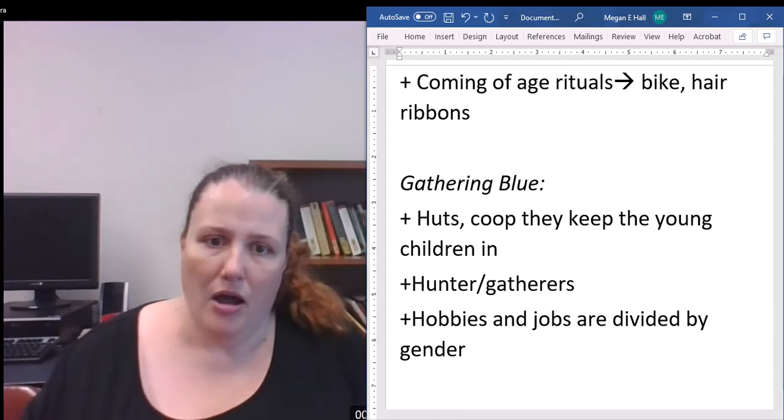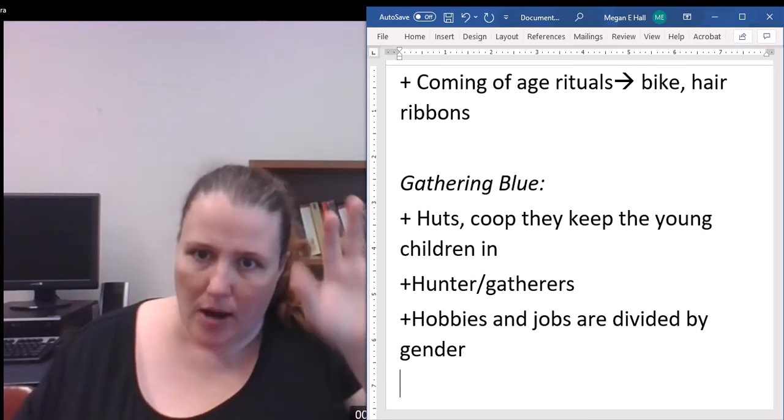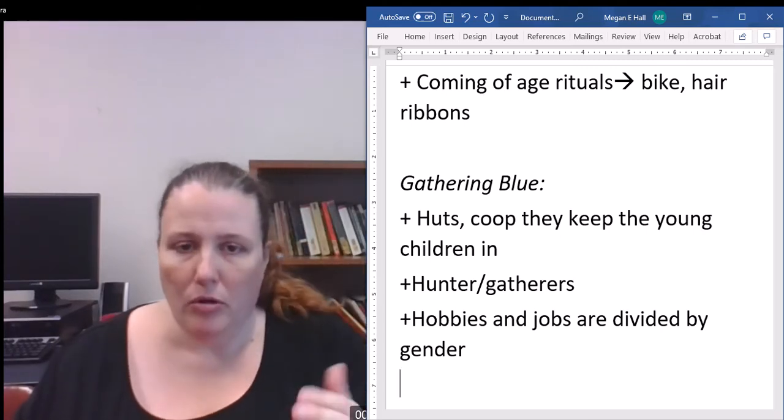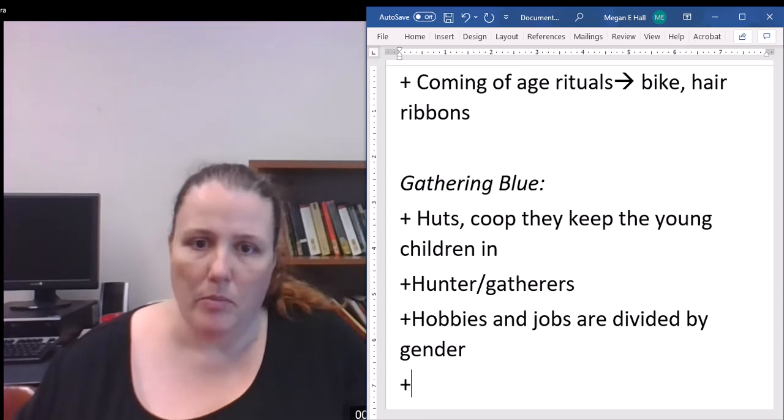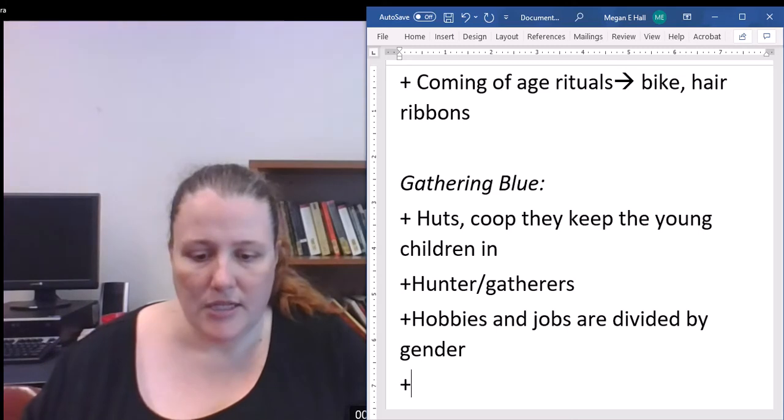They have roles really divided up. The men go out to do the hunting. The women are primarily at home cooking. There are some women who are doing weaving in a weaving hut kind of together.